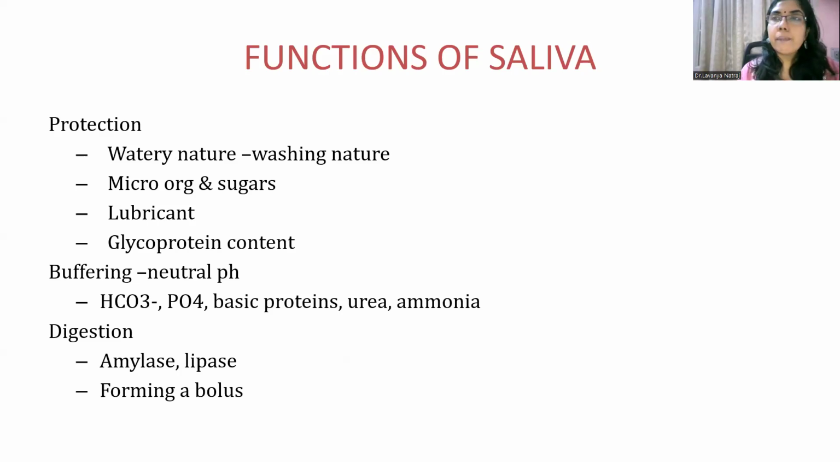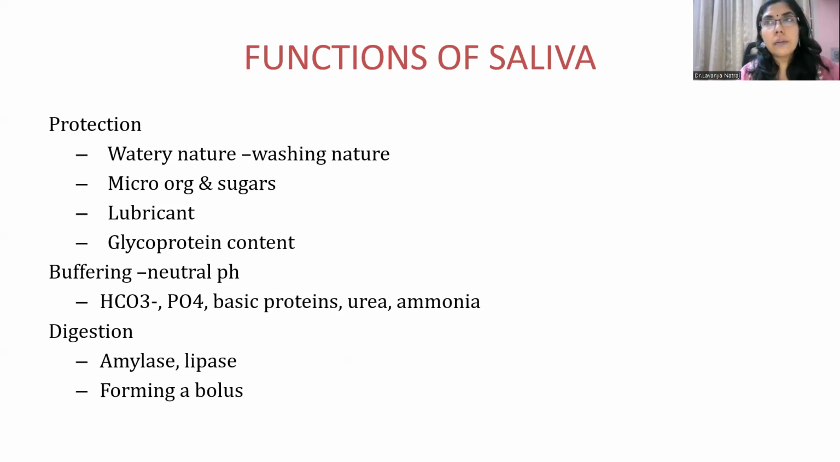Now, what is this buffering capacity? They maintain the neutral pH in the oral cavity with the help of ions like the negatively charged bicarbonate, the phosphate, the basic proteins, urea and ammonia, all of which help in the buffering nature of this saliva. And the saliva has a digestive function. Mainly, they have enzymes called amylase and lipase. Amylase acts on the carbohydrate in the oral cavity, meaning the bolus of food that comes into the oral cavity will have carbohydrate.